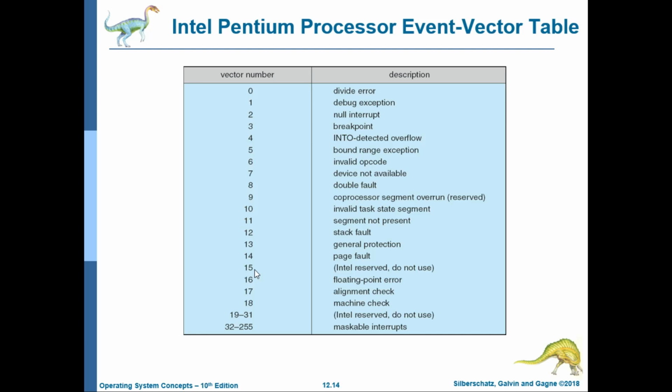And then from 19 to 31, again, it is used by Intel and it cannot be used for any other purpose than what Intel has designated. And then from 32 to 255, these are maskable interrupts. Again, as I've said, maskable means this can be ignored if there are other interrupts with higher priority. For example, vector number 0, the divide error, will be serviced first.